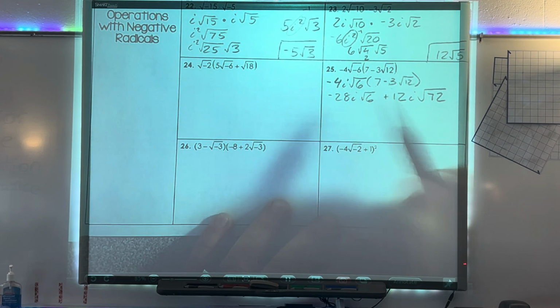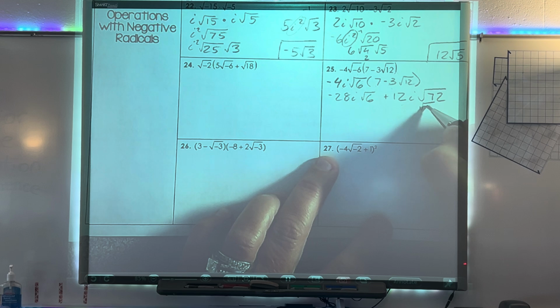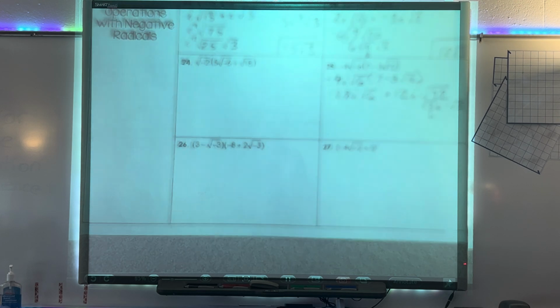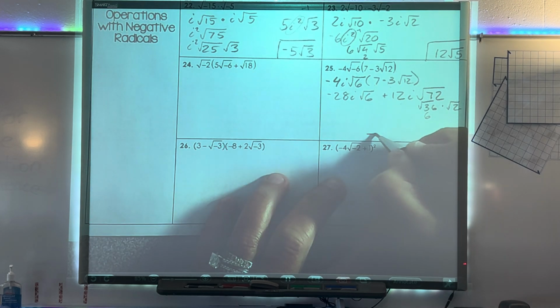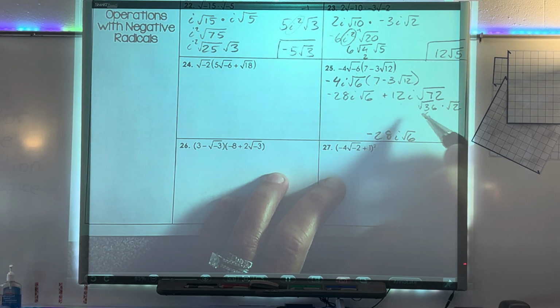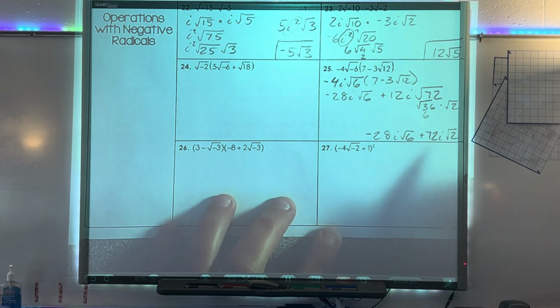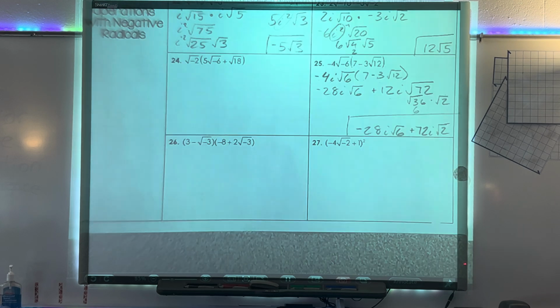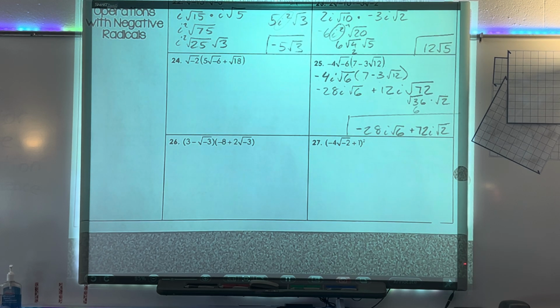This I can't do anything with. This, 72 is gonna be 36 and 2. And that's gonna be a 6 right there. And there's really not gonna be anything I'm gonna be able to do with any of that. So the negative 28I square root of 6 is gonna stay. 12 times 6 is 72 and it's positive, so plus 72I square root of 2. And there's nothing else that can be done, because those radicals are different.